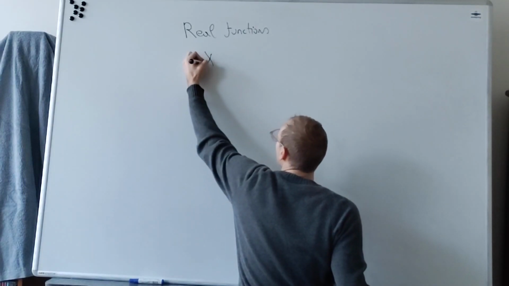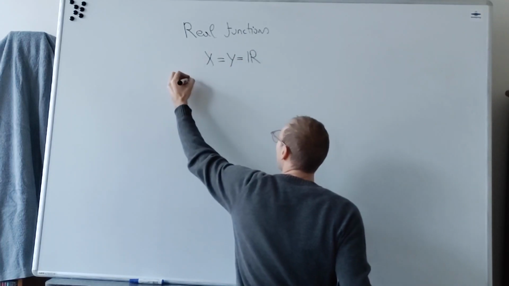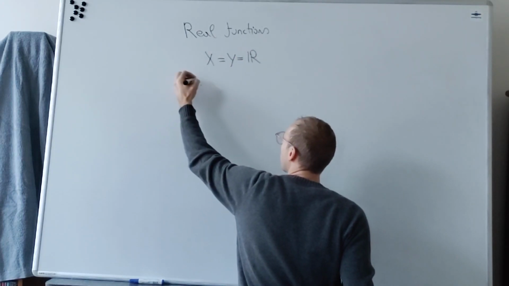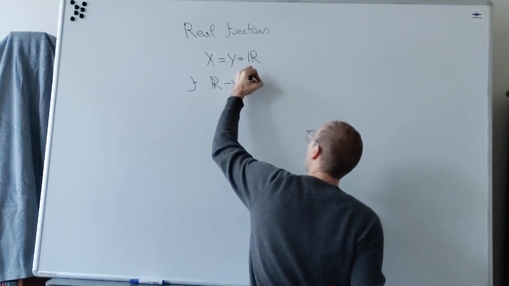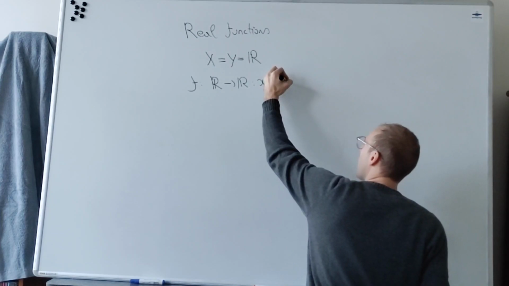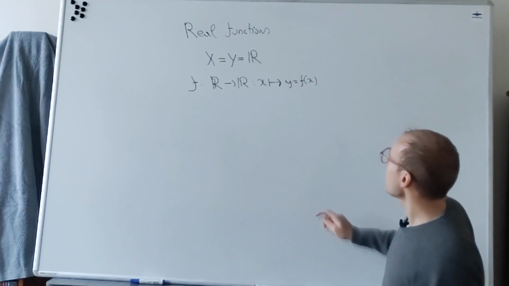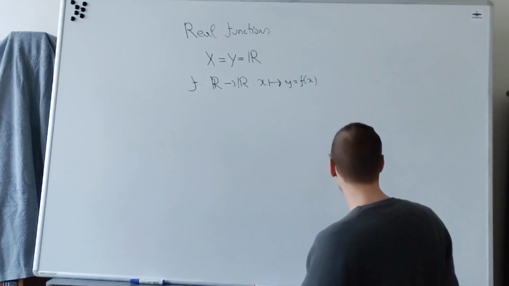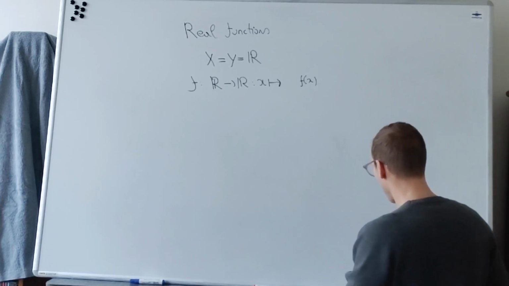often look at functions from the real numbers to itself, so we can denote this as, for example, a function f going from R to R. Well, an element x is mapped to an element y, which is denoted by f of x. Often we really just write x is mapped to f of x.